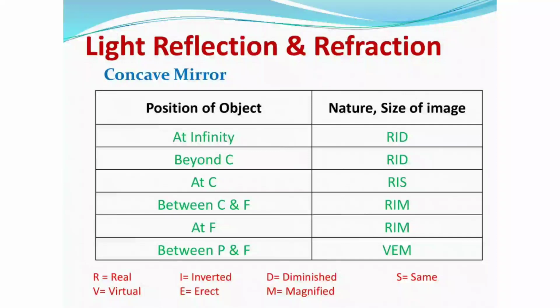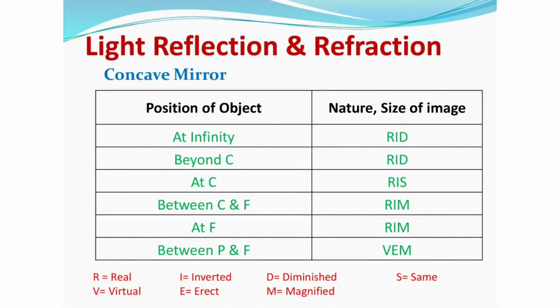The first two will be RID, the third one will be RIS, the fourth and fifth will be RIM, and the sixth one will be VEM. R means real, I means inverted, D means diminished. Similarly, in RIS, R means real, I means inverted, S means same size as the object. Again, RIM: real, inverted, magnified or enlarged. Similarly, VEM: virtual, erect and magnified.